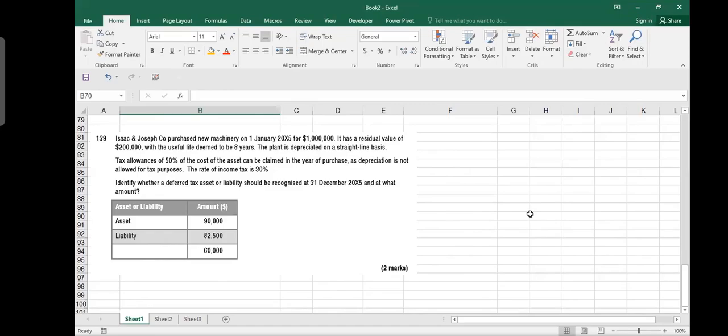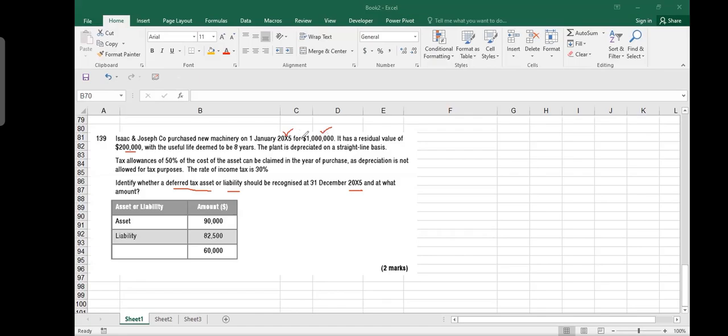Question 139. Again, as we said, first we read the requirement. Identify whether a deferred tax asset or a liability should be recognized on 31st December 2005. So whether it is going to be a deferred tax asset or a liability, and what should be the amount. So let's start reading the question. Isaac and Joseph Company purchased new machinery on 1st January 2005. Dates are important. It was for $1 million. It has a residual value of 200,000, which means the tax benefit will be claimed on 800,000, because we put depreciation on 800,000.